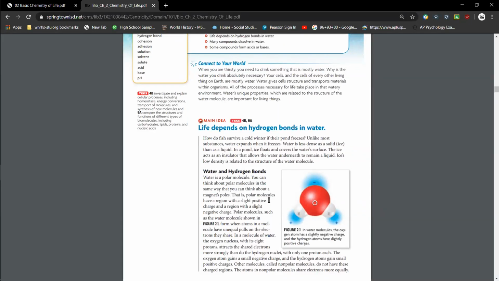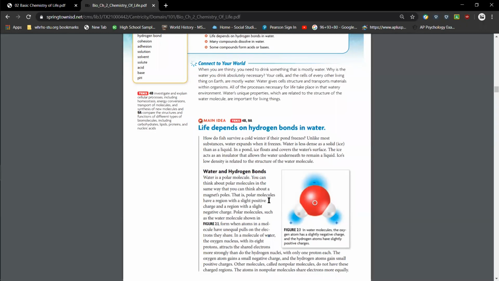So in water, when you have these two hydrogens sharing their electrons with oxygen, these electrons are going to be hogged by the oxygen. What this means is that you're going to have a slight negative charge on the oxygen because the electrons are being hogged there, and remember that electrons have a negative charge. And around the protons, because they don't have these electrons anymore, you're going to have a slight positive charge.